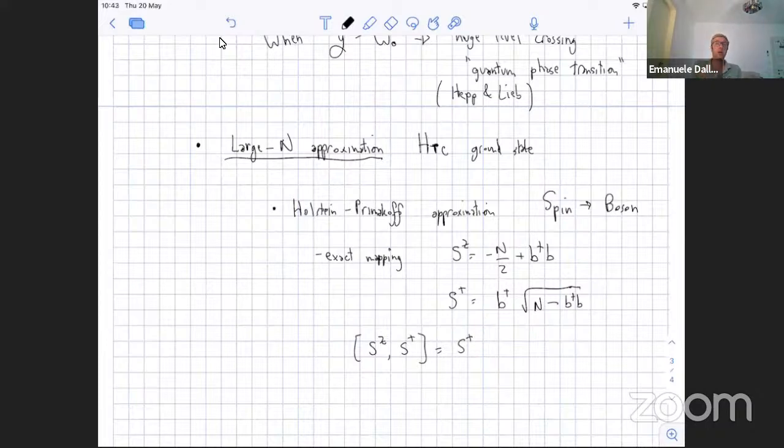Now, where does the approximation come in? The approximation goes as follows. Let's assume that we are interested mostly in the ground state. In the ground state, at least in the normal phase, before you cross the phase transition, all the spins point down. So there are basically no Holstein-Primakoff bosons. So what we do is approximate this as square root of n times b dagger. This works only if b dagger b is much smaller than n, meaning if the spins are mostly polarized down.